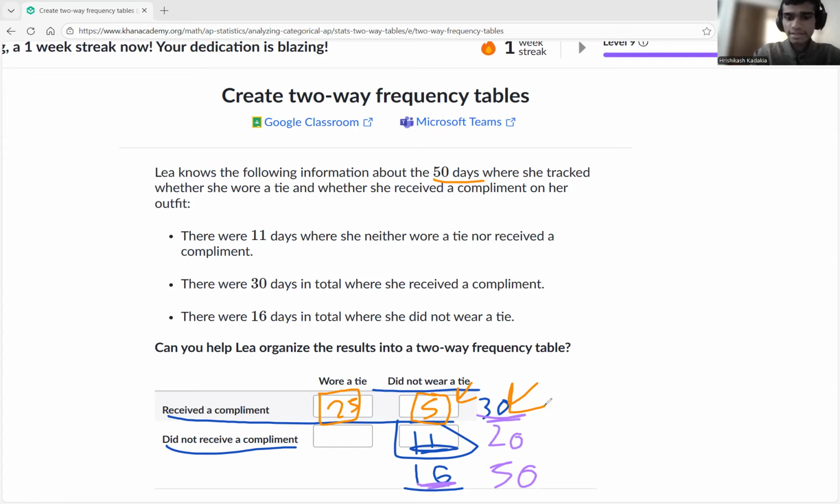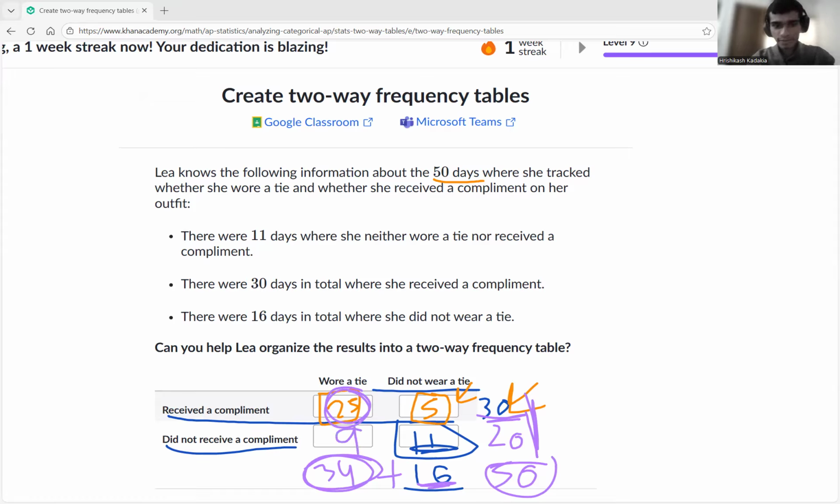If this is 16, then 16 plus something equals 50. Remember, 30 plus 20 equals 50. 16 plus whatever is over here equals 50 as well. So 16 plus what equals 50? 34. Yep, 34 plus 16 equals 50. That means 25 plus something equals 34. What is that something? That should be 9.